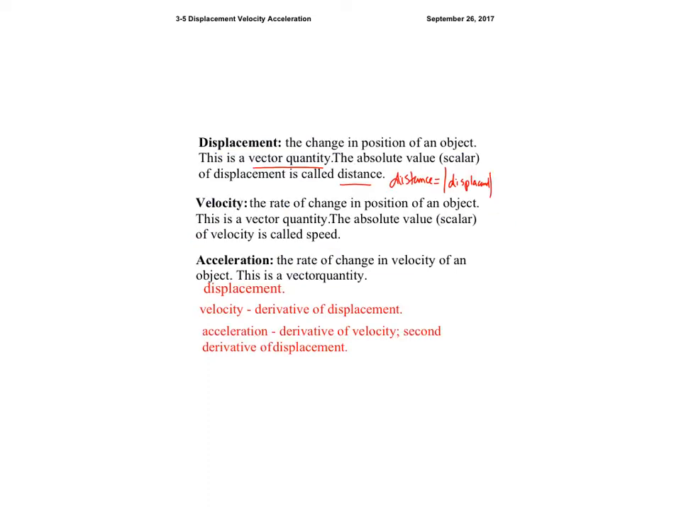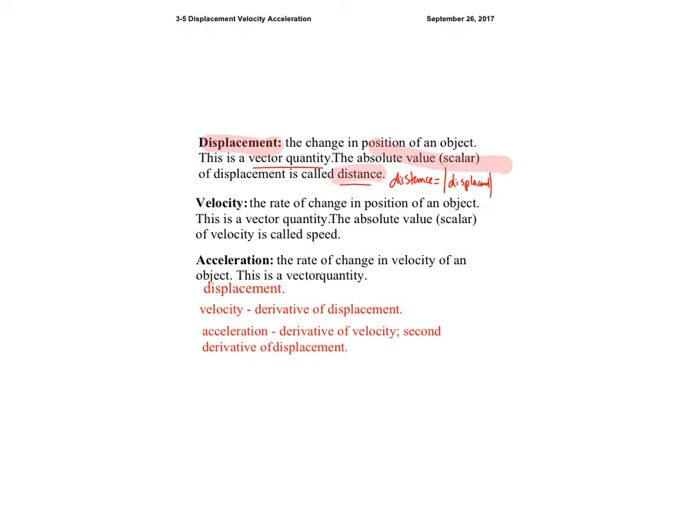We have some definitions that I want to see in your notes. Displacement, what's a displacement? It's a change in position. It's a vector quantity. It means that it could be negative. And the absolute value, or the scalar part of it, is called distance.